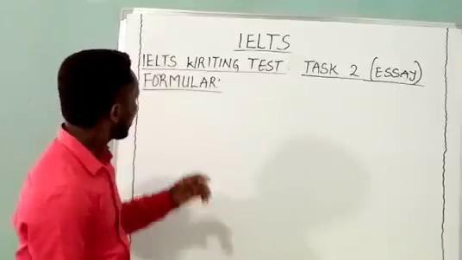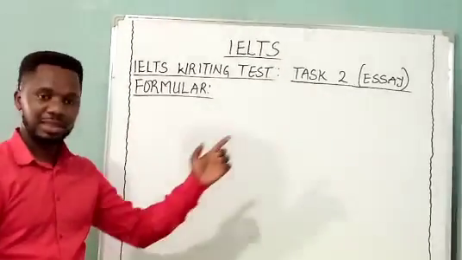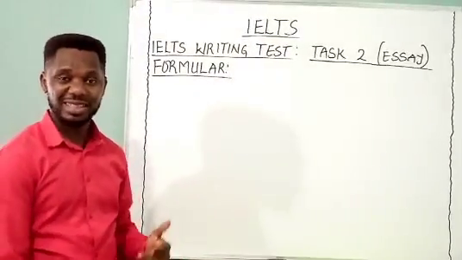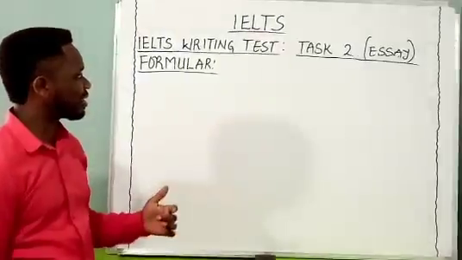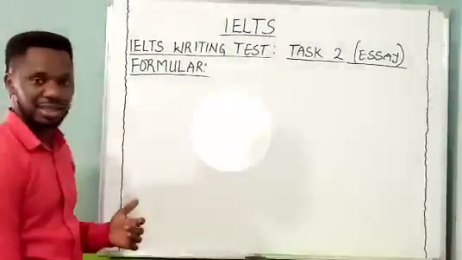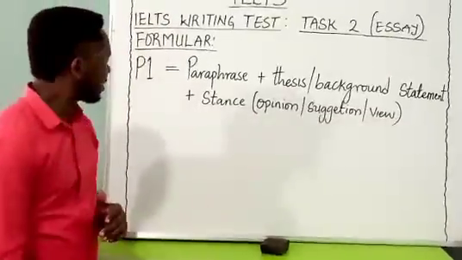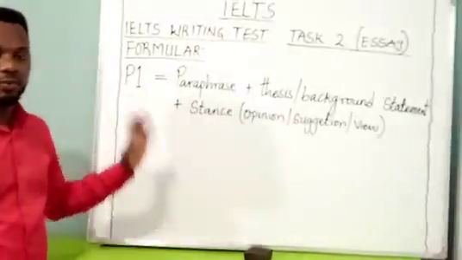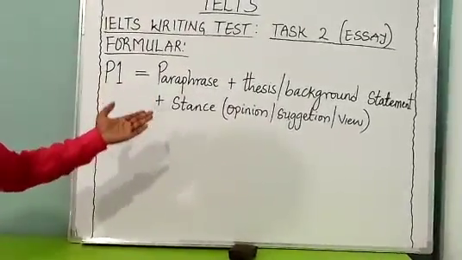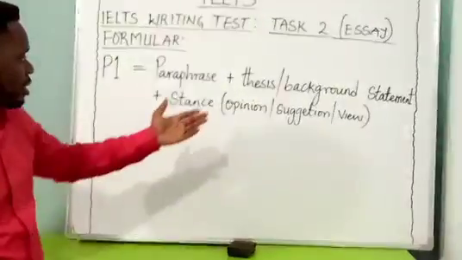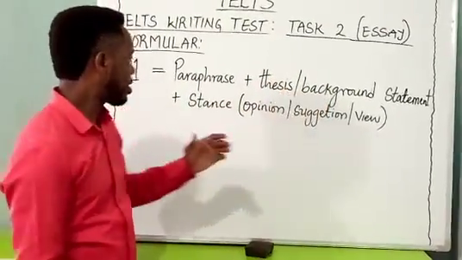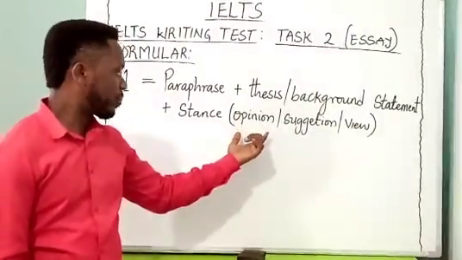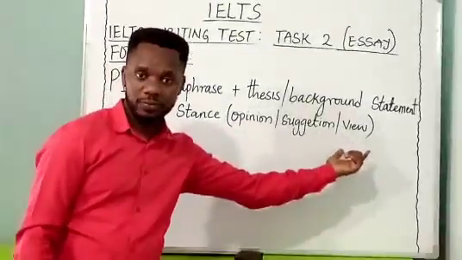Alright, here we have IELTS writing test task 2. Of course, it's an essay. And the formula for writing a band score of 8 in your IELTS writing test task 2 essay is, and this is the first part of the formula, P1. P1 simply means paragraph 1. And in your paragraph 1, you're expected to have your paraphrase, your thesis or background statement, and your stance. And of course, your stance could be your opinion, your suggestion, or your view.